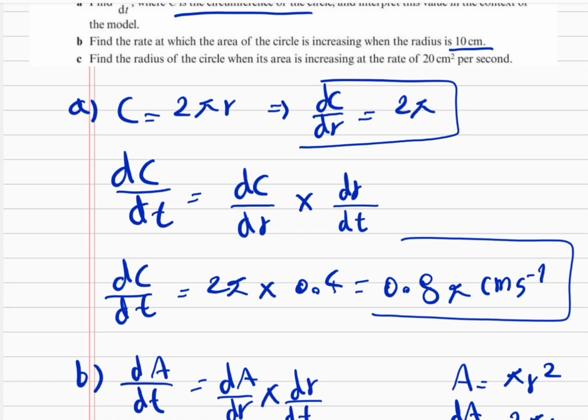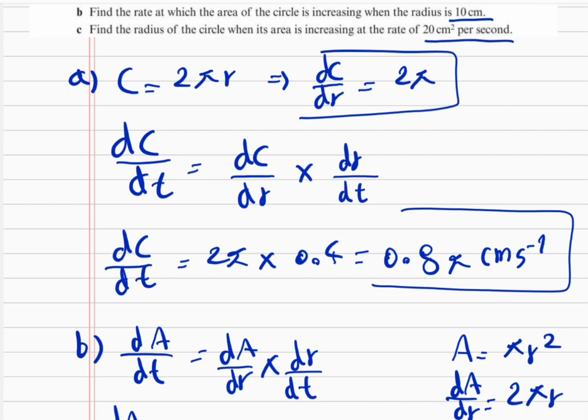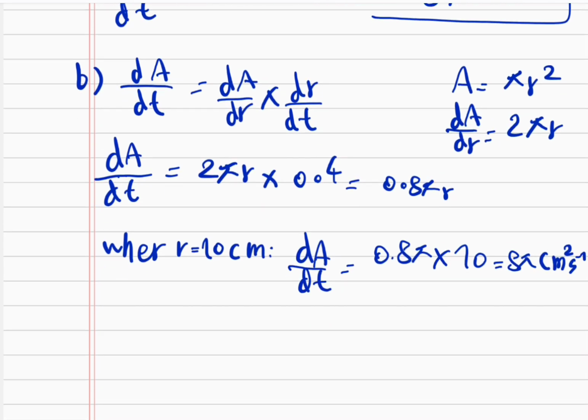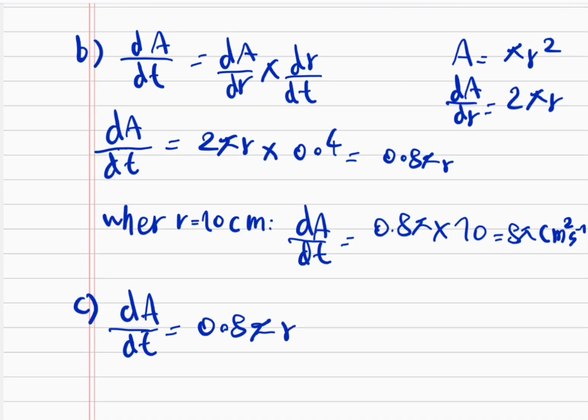Okay, and finally part C. Find the radius of the circle when its area is increasing at a rate of 20 centimeters squared per second. Okay, so from the previous part, we found dA/dt, or the rate of change of the area. And we found that, in a general sense, dA/dt is equal to 0.8 pi r. This is always true based on the value of r.